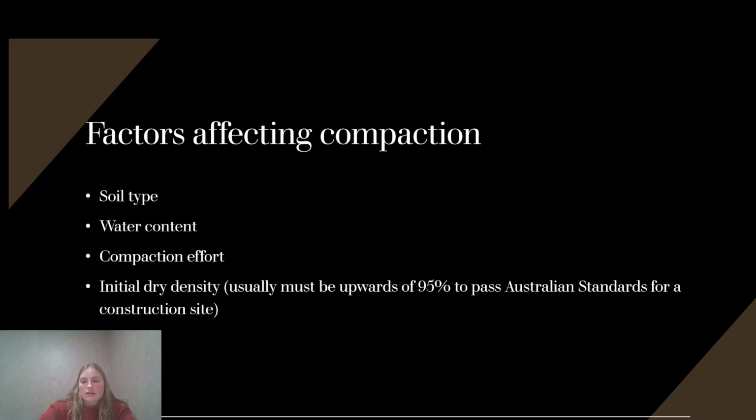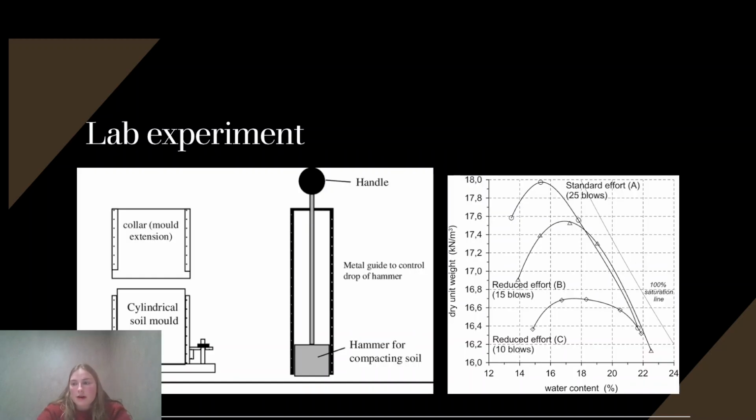Again, this is done in the lab experiments. We're just going to go through some important takeaways from the lab experiments and the results graph. The most important concept is that there is an optimum water content in which the maximum compaction occurs. Any more or any less water in the sample will end up reducing the compaction ability of the sample.